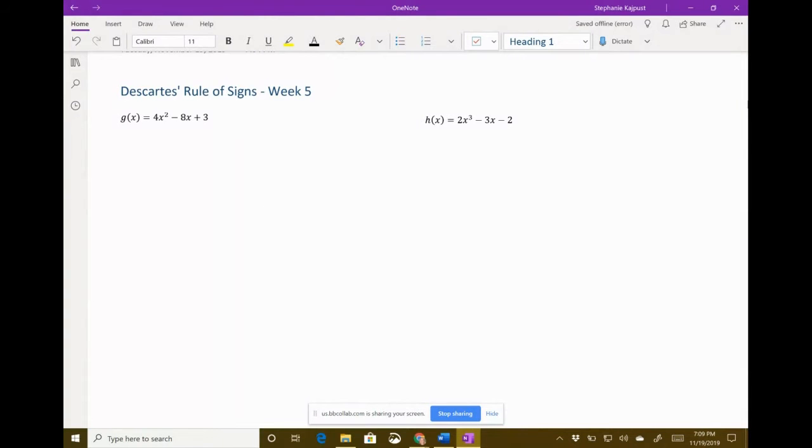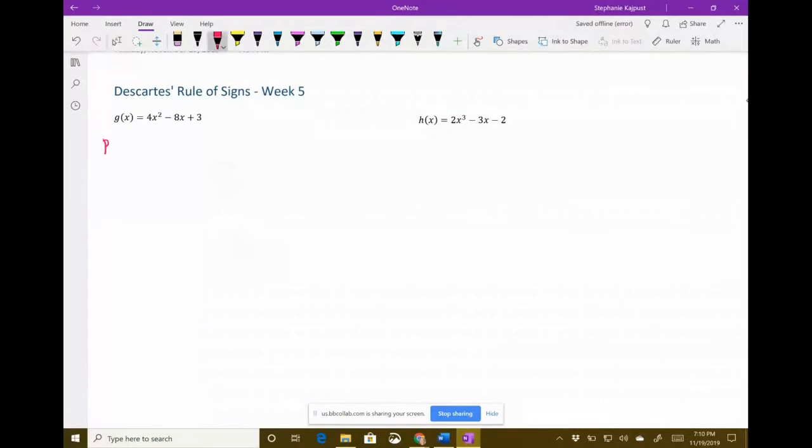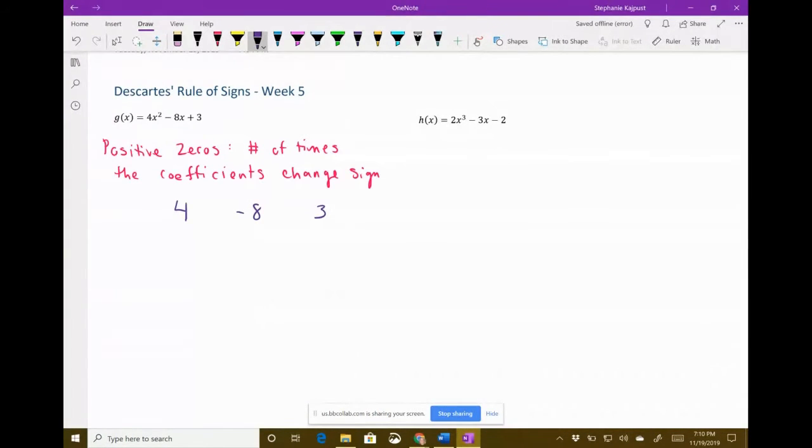So I'm going to start with g of x. We have 4x squared minus 8x plus 3. So first we're going to look at the number of positive zeros. And that just looks at the number of changes of sign. So we're looking at the number of times the coefficients change sign, and we ignore anything that's a 0. So we have 4, negative 8, and 3. So I'm just looking at the coefficients.